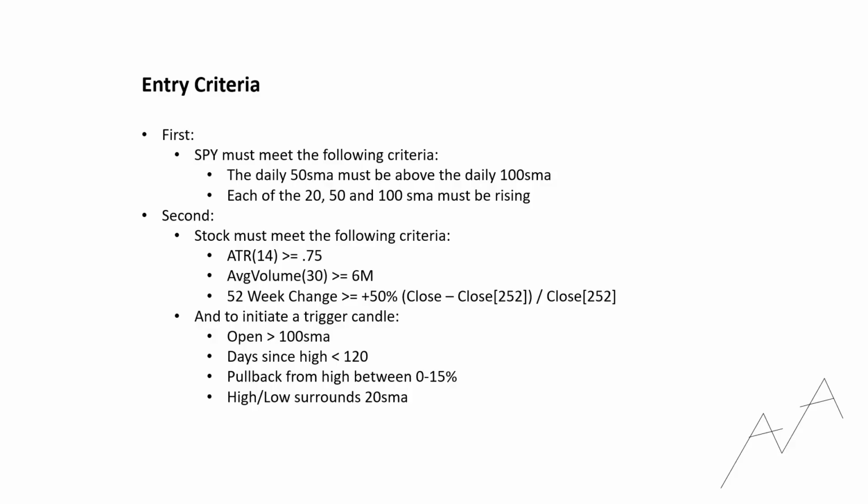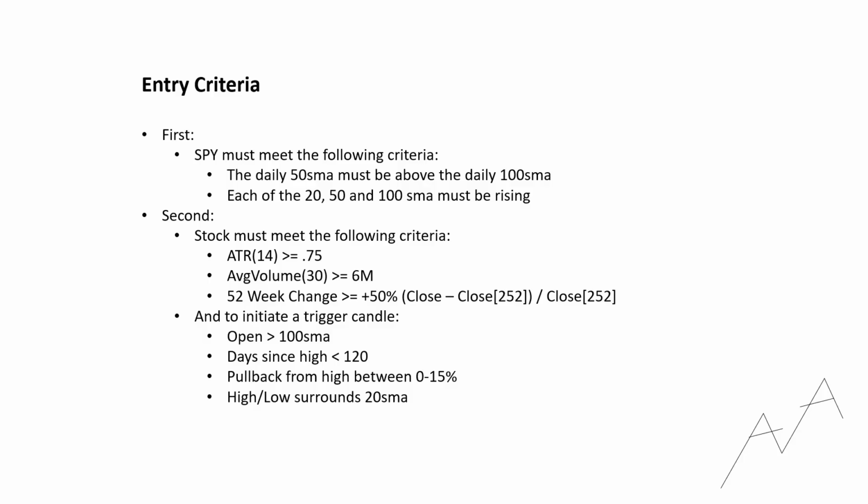Okay, first the entry criteria, and we're going to go over some of this on charts in just a minute. But first thing that must be true is that on the SPY, you must meet the following two criteria. The daily 50 SMA must be above the daily 100 SMA, and each of the 20, 50, and 100 SMA must be rising. Basically, we're checking to see if we're in a bull market here.